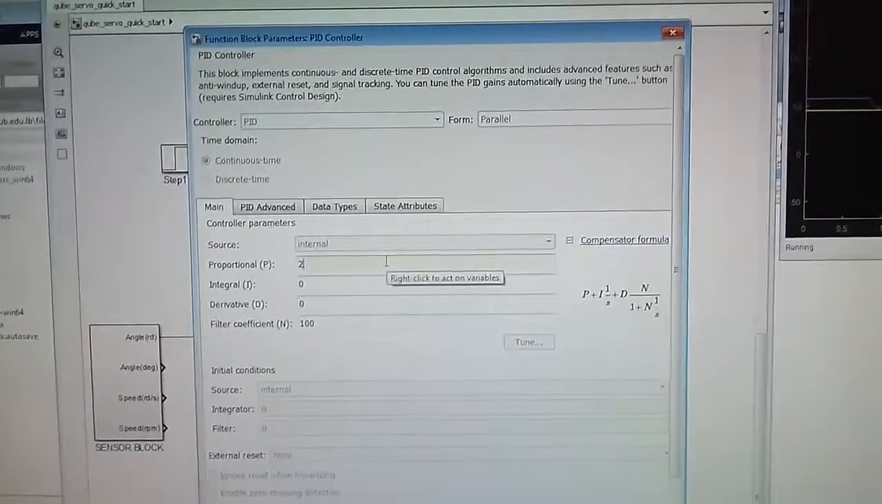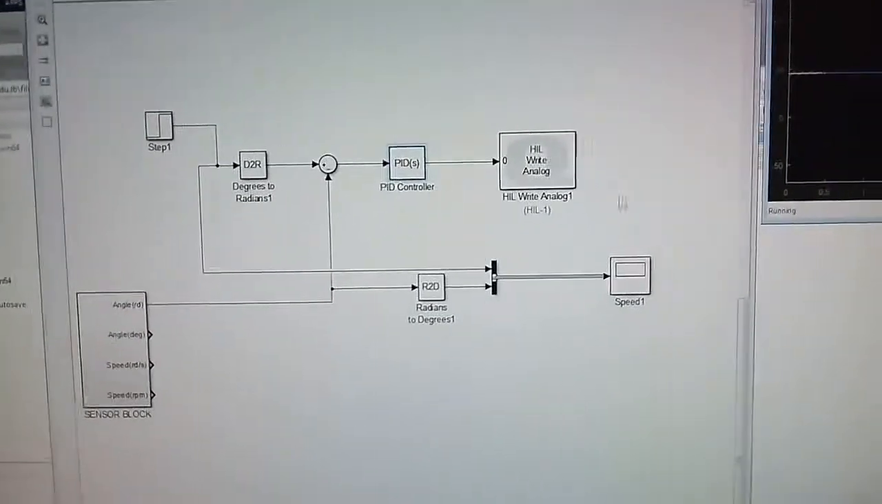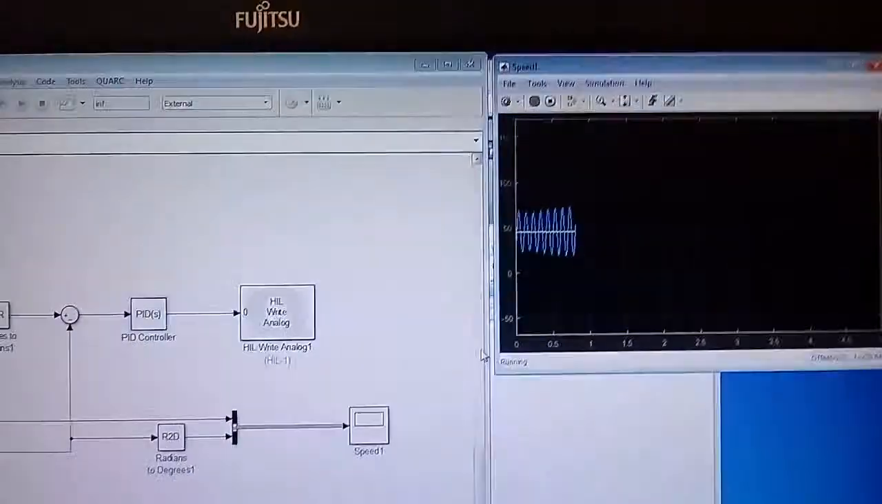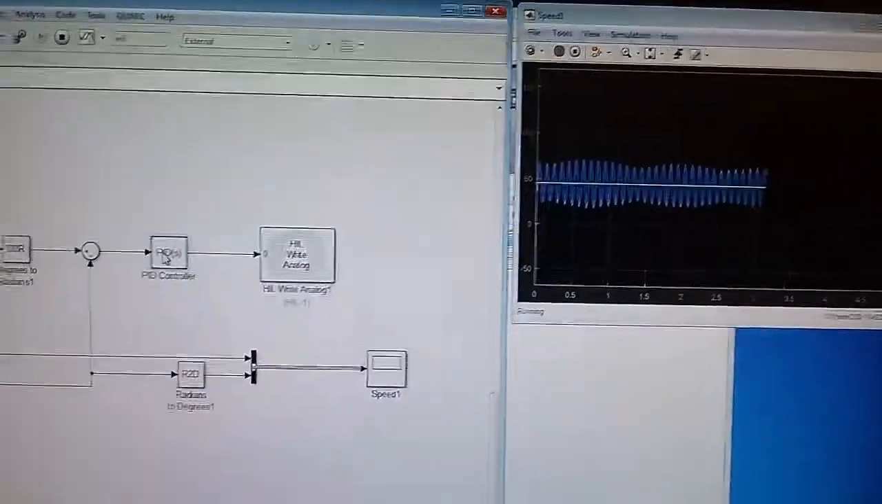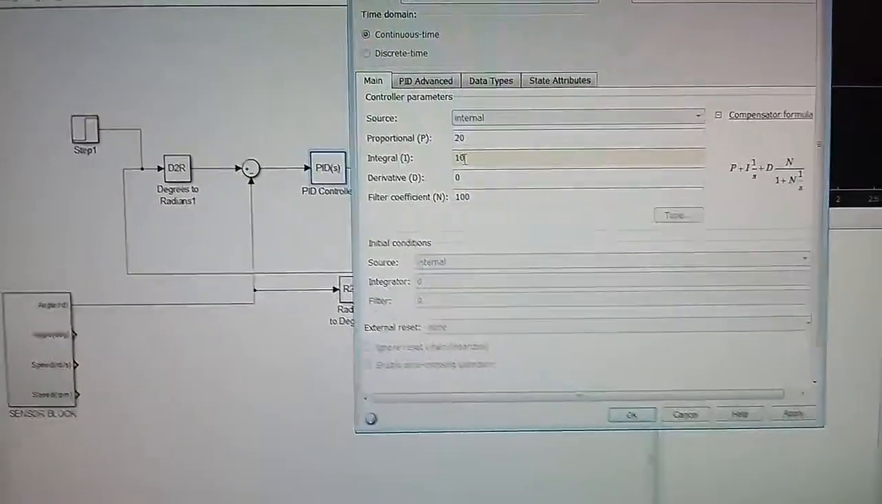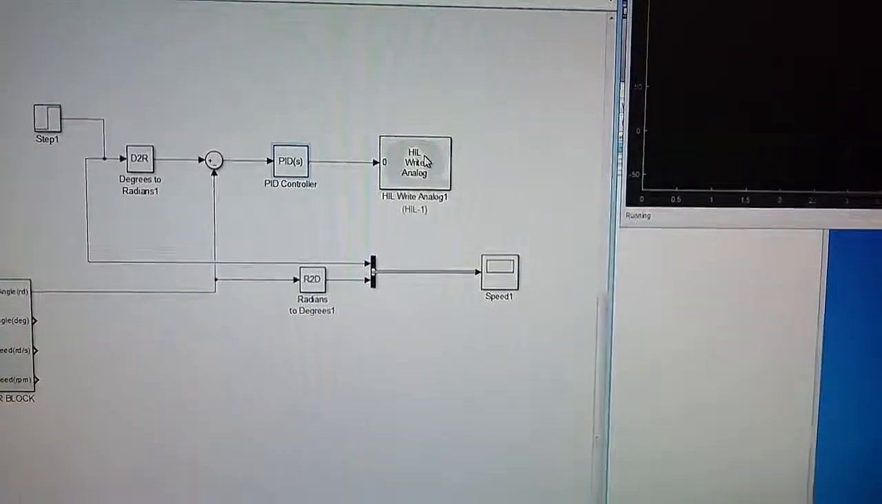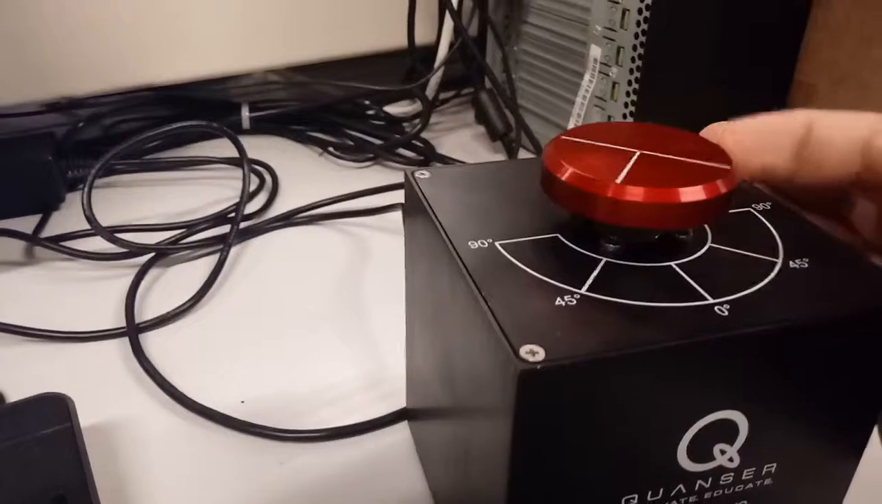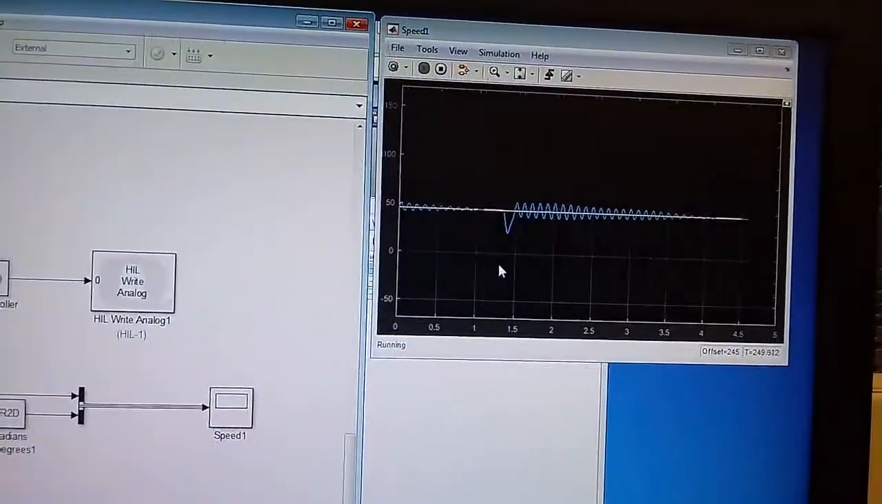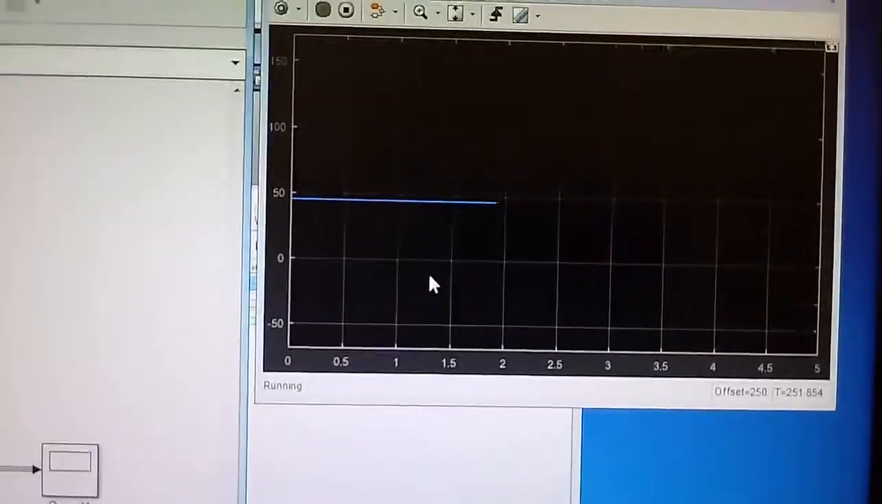Now the target tracking is 45 degrees. Increasing the proportional gain on its own to 20, we see a very oscillatory behavior. Adding an integral gain of 10, we must see the error going to zero and fewer oscillations. And this is fairly visible on the graph. Steady state error is zero.